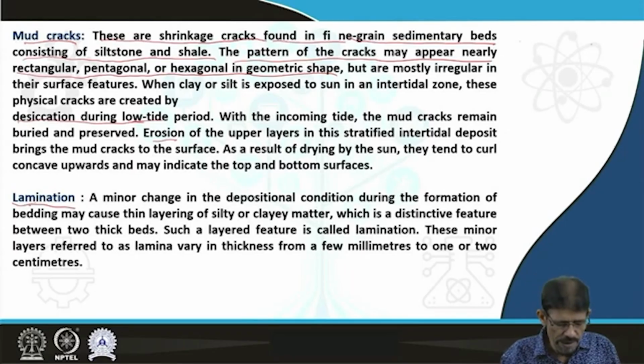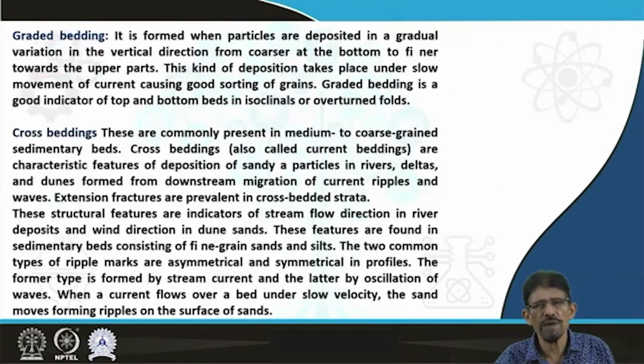Another important feature is lamination. Lamination is nothing but bedding of very thin thickness. This type of formation is an indicator of very low energy condition of the medium, and this is generally located toward the top side, or toward the upper side, of the strata or sedimentary columns.